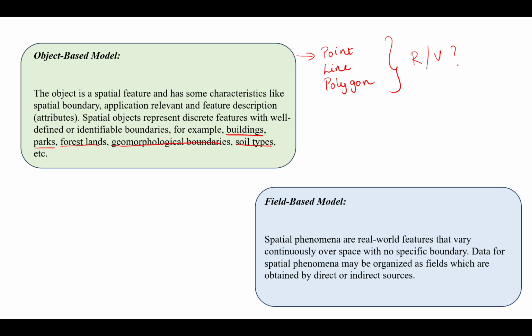So field-based model is basically a spatial phenomenon where real world features are not continuously there over the earth. They don't have a specific boundary. For example, if there's a river, the river doesn't just start and stop in a country. It can flow through countries, from one country to the other. So in such times, the field-based model is used, where data for spatial phenomena may be organized as fields which are obtained by direct or indirect sources.